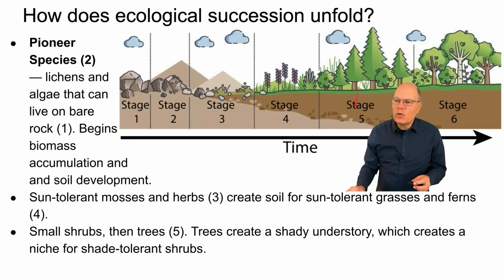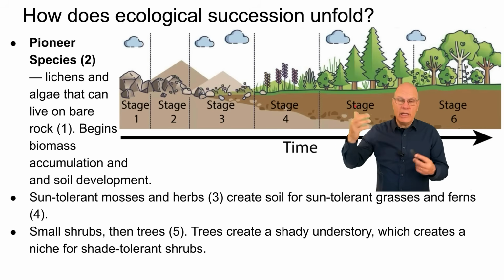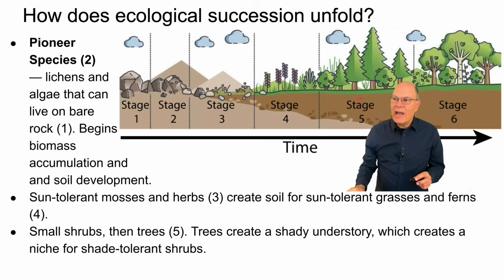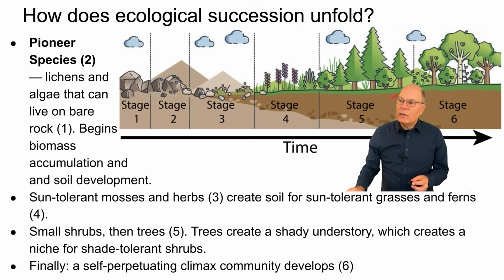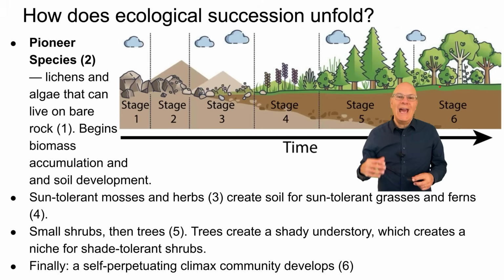And those trees create a shady understory. That's simply the area below the canopy of the trees. And that creates a niche for sun-tolerant shrubs. In other words, plants that really can't survive in full sun, but are well adapted to live in partial sun. Finally, what we have is a self-perpetuating climax community, and again that can endure until a disturbance resets the clock.